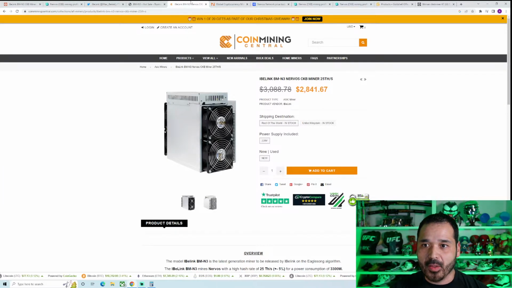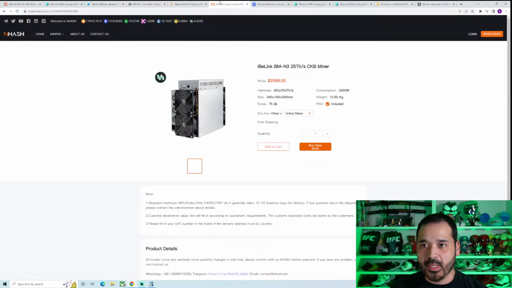Did find them on other websites. So here it's on Coin Mining Central at $2,800. Nhash has it listed at $2,599. So that is give or take the ballpark range. Most likely these things won't sell out. Almost guaranteed that the price is going to go down, right?